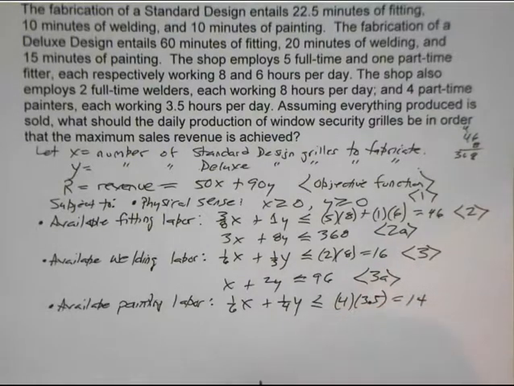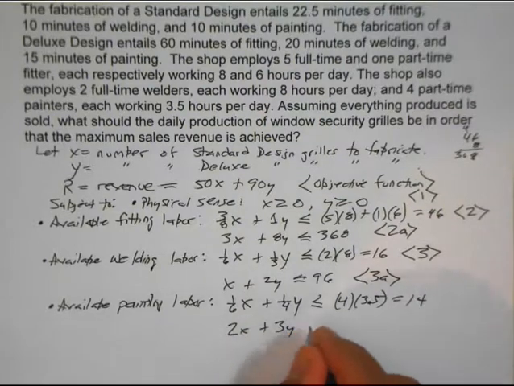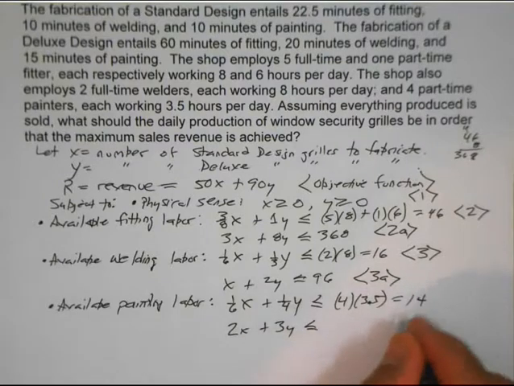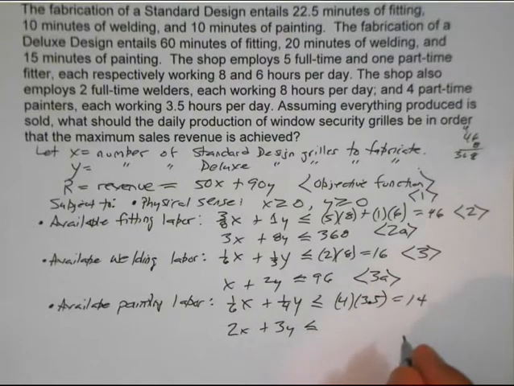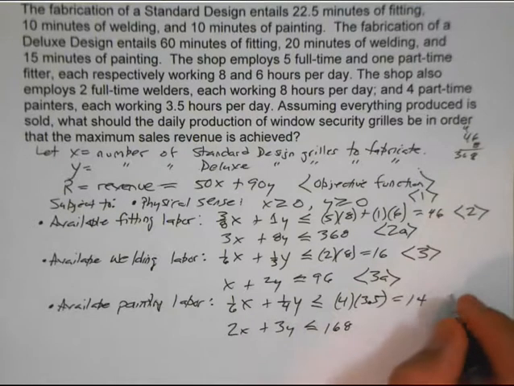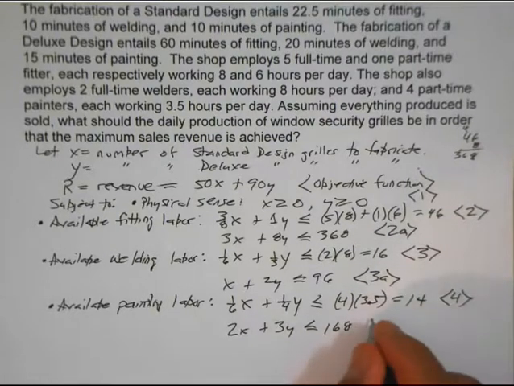We may decide to clear these fractions by multiplying both sides by 12. And that would give us 2x plus 3y less than or equal to 12 by 14. 12 by 12 is 144. Add 24 more to that, 168. So this is a fundamental inequality number 4. This we derived from it. We can call this 4a.